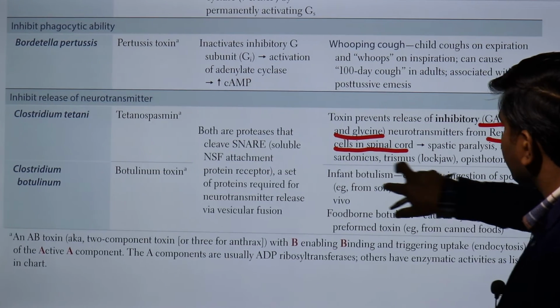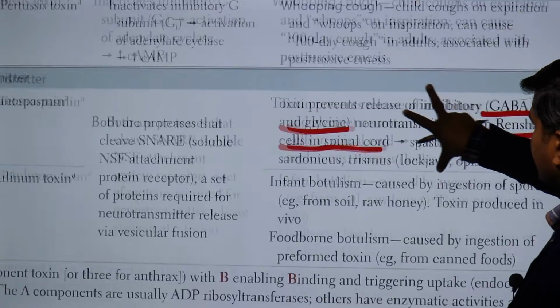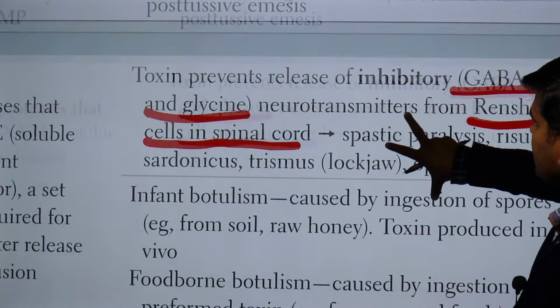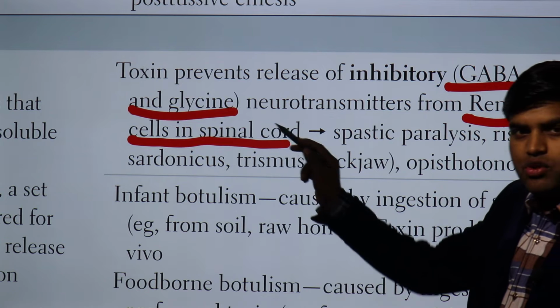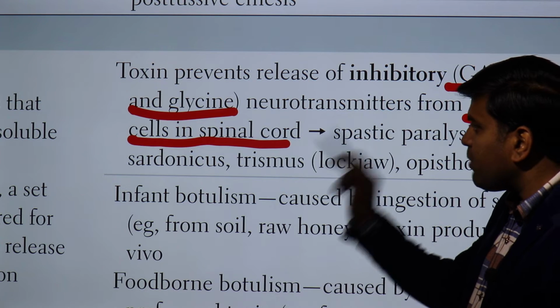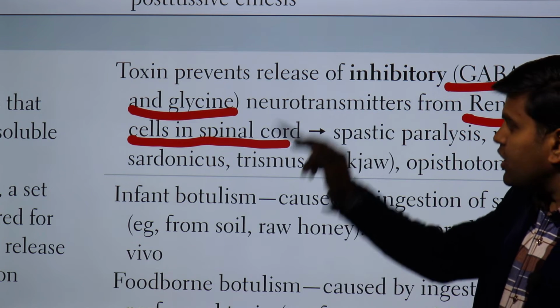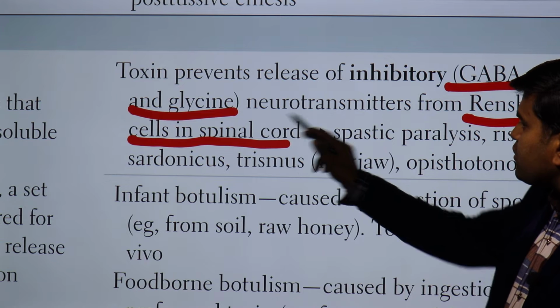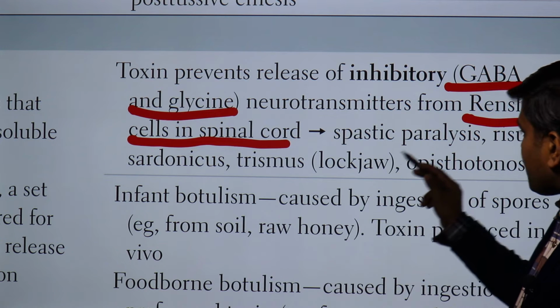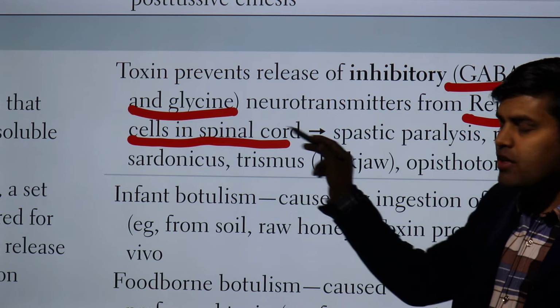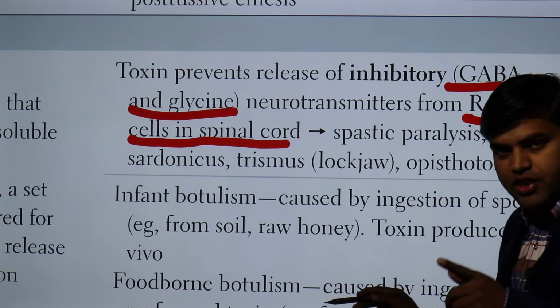Let me explain this very clearly. These are the toxins that prevent the release of inhibitory GABA and glycine. So GABA and glycine release has been prevented. Why has it been prevented? I have explained: these neurotransmitters are released from the Renshaw cell in the spinal cord, and this Renshaw cell has now been damaged due to the presence of tetanospasmin.